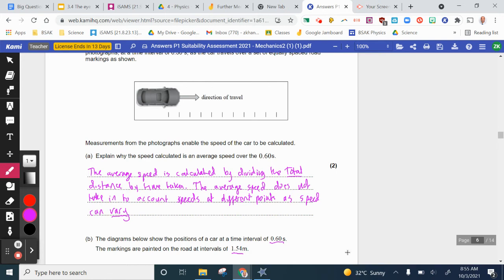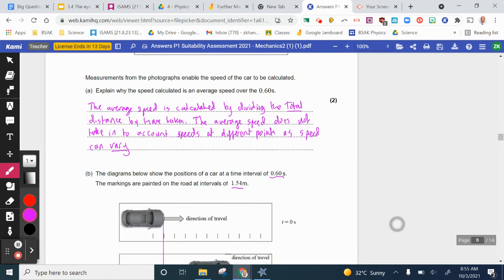And the average speed, what is average speed? Average speed is calculated by dividing the total distance by the time taken. So that's how we calculate it, using the entire distance that the car has traveled between the interval of 0.6 seconds. And we know that there is an average speed, so that implies that the speed could be changing in between, and that has to be in your answer as well.